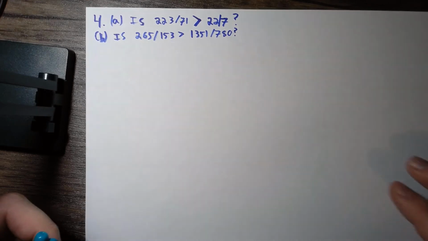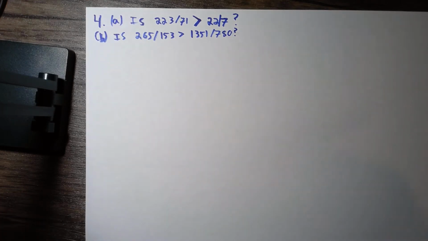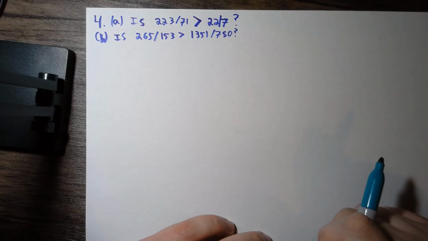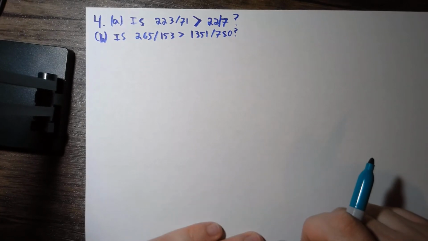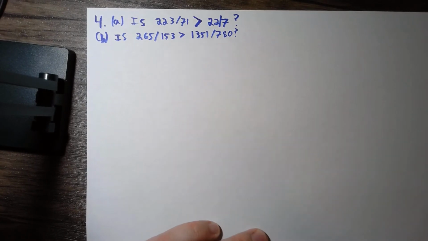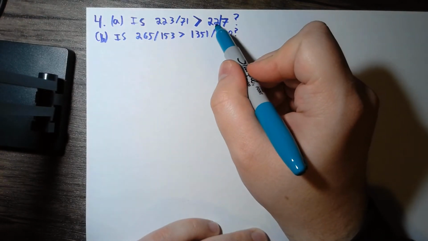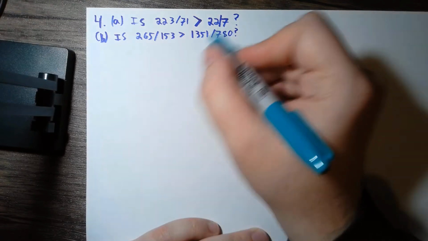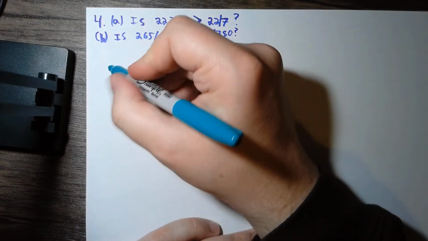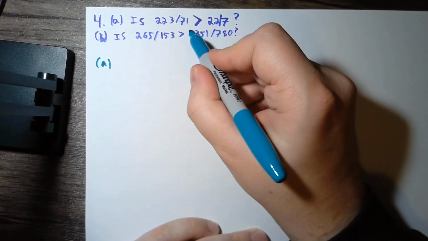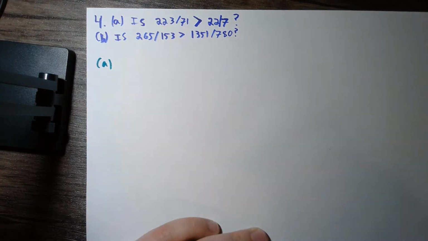Alright, we're doing problem 4 out of chapter 2 of Rosenlicht's Introduction to Analysis. This is a basic "is this number bigger than another number" problem. So the first one is: is 223 over 71 greater than 22 over 7? And to answer this, what does it mean for something to be greater than something else?